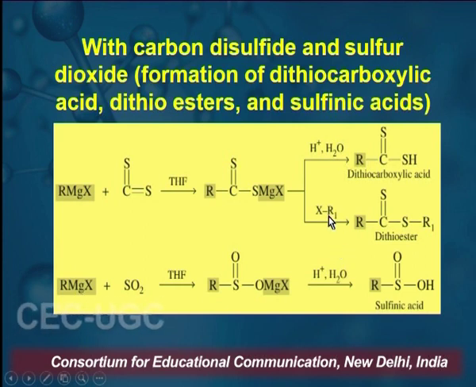and then on reaction with further haloalkane it results in the formation of dithioester. So, this provides an excellent route for the synthesis of dithiocarboxylic acid, and on reaction with haloalkane it results in the formation of the corresponding dithioesters, and on reaction with sulfur dioxide in presence of ether, this results in the formation of sulfenic acid, and it is an excellent route which results in the formation of the corresponding sulfenic acids.